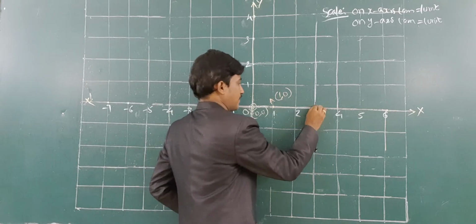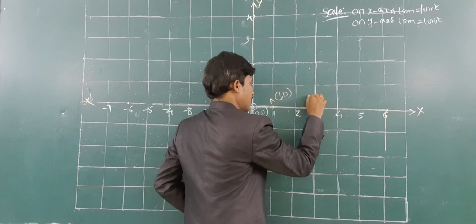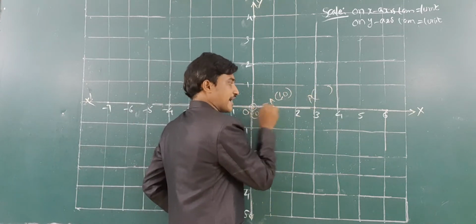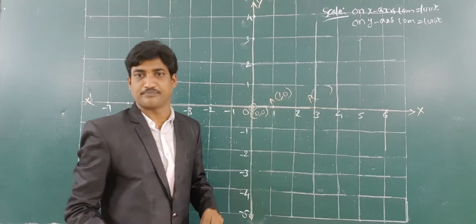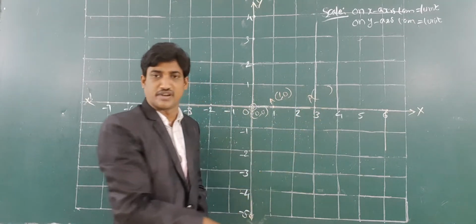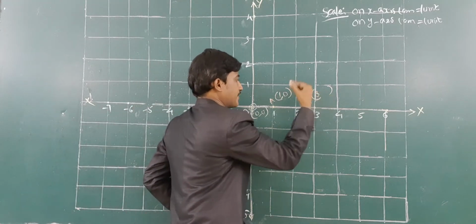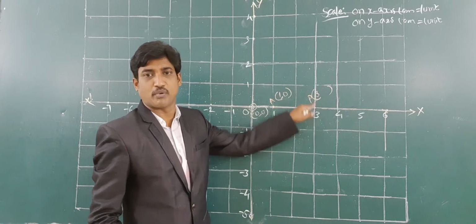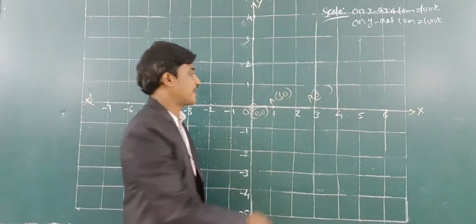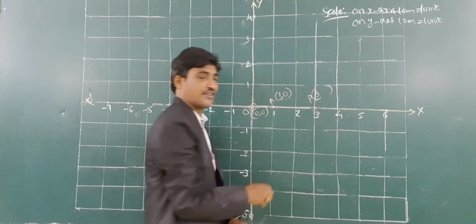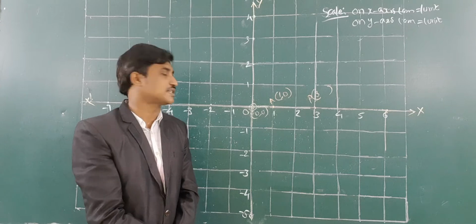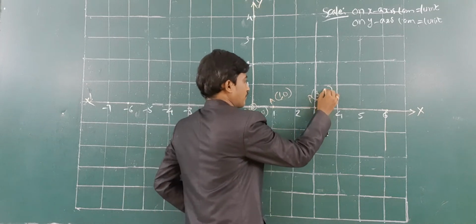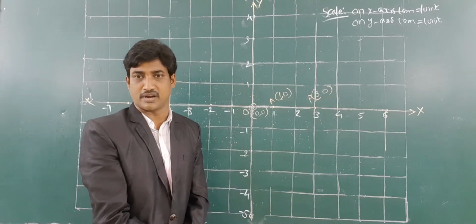Here at 3, let me take this point as P. Here, the distance from the y-axis to the point is 3 units, so the x coordinate is 3. The distance from the x-axis to the point is called the y coordinate. But as this point is on the x-axis, the distance from the point to the x-axis is 0. So the ordered pair is (3, 0).